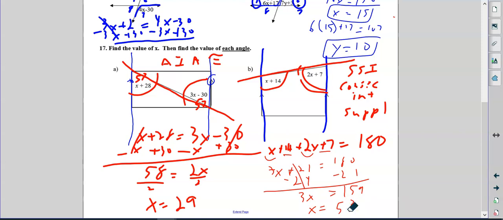Once again, I can real quickly plug these in. 53 plus 14 is 67. So I think this angle is 67. 2 times 53 is 106. Plus 7 is 113. And now if I add 113 plus 67, do I get 180? You betcha I do. And so therefore, again, I've proven this correct before I move on.